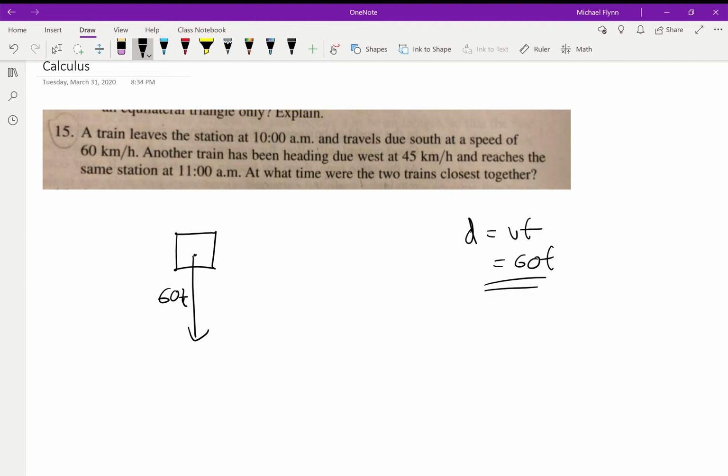Another train has been heading due west at 45 kilometers per hour, and it reaches the same station at 11 a.m. Now that can only mean that it's going this way, like that, but it started out 45 kilometers away because it's going to make it there in an hour, right? So notice these times. This guy leaves at 10, so t is 0 at 10 a.m. But this guy, he arrives at the station an hour later, okay? So an hour before he arrives, when t is 0, he must be 45 kilometers away.